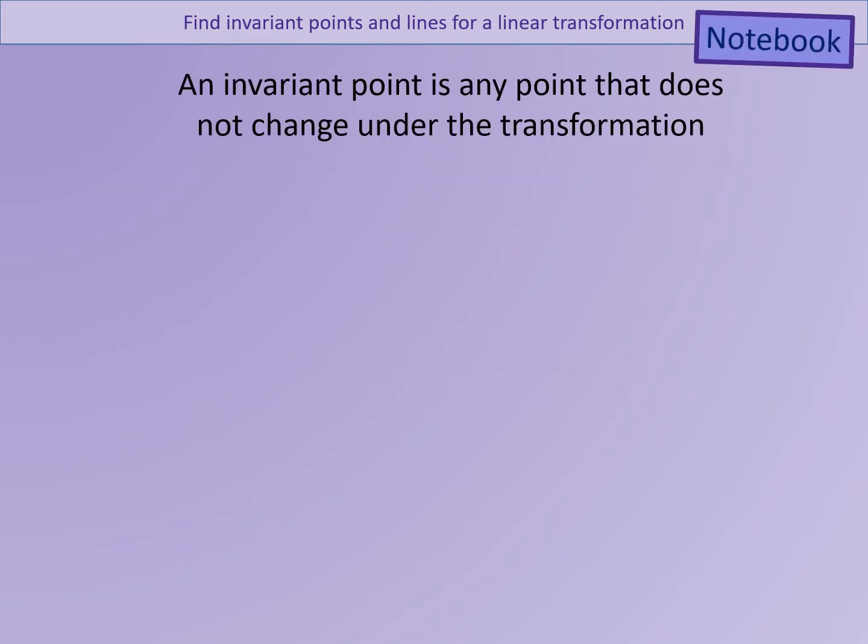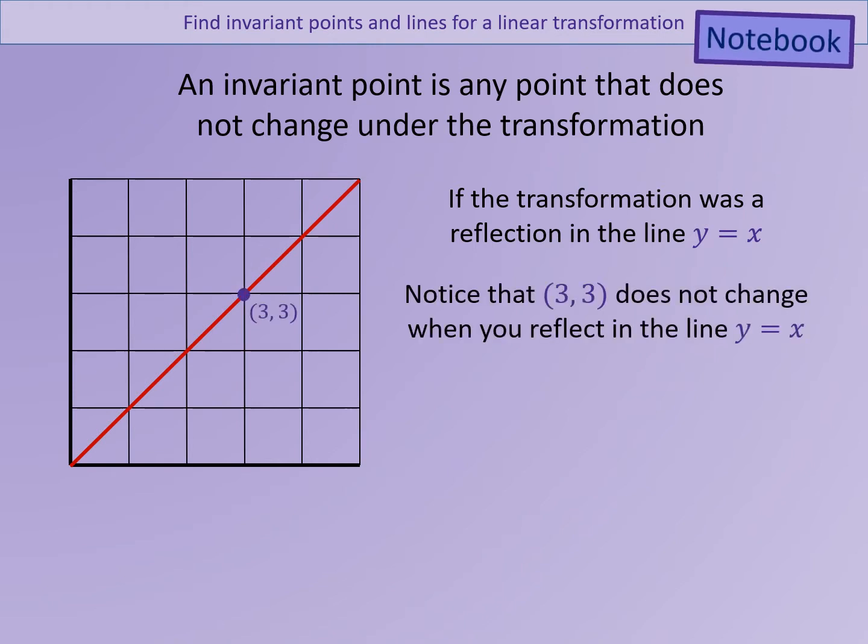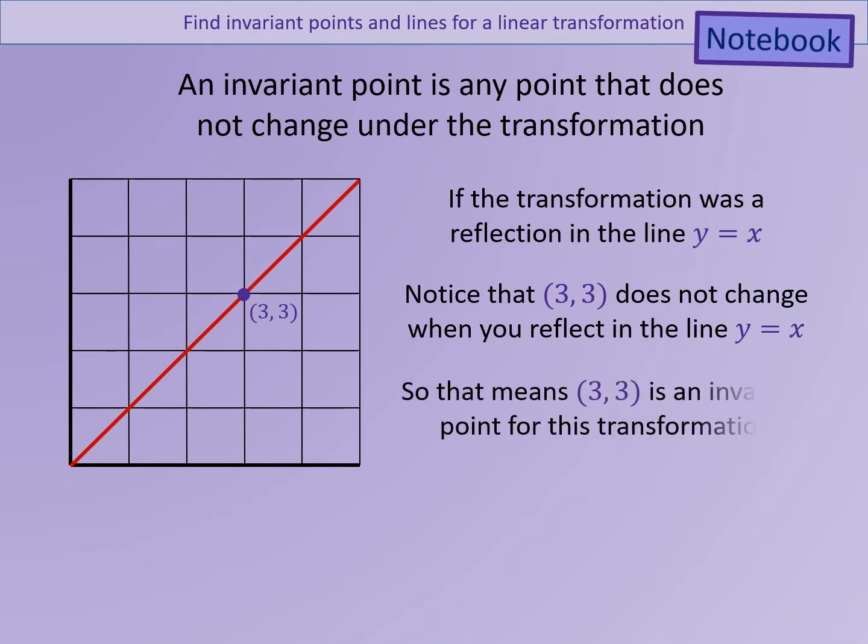So firstly, an invariant point is any point that doesn't change when you perform that transformation. So if the transformation was a reflection in the line y equals x, then for example, the point (3, 3) is on the line y equals x. So in that reflection, (3, 3) is mapped onto itself, it doesn't move. So we could call (3, 3) an invariant point for that transformation. And it turns out that any point along that line would indeed be an invariant point. So that would be called a line of invariant points.